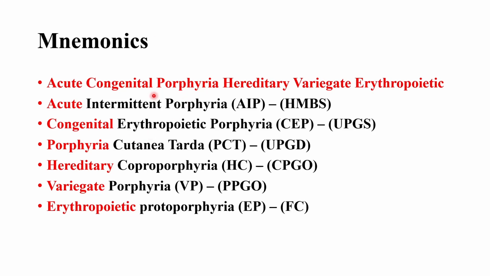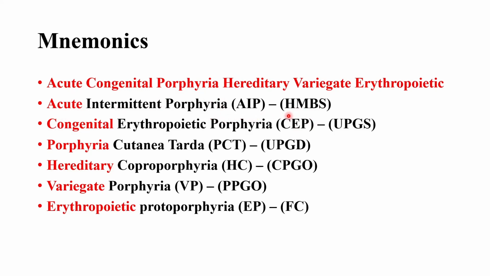Now, how will you learn all these porphyrias? There is a mnemonic for this. So, you just learn this: acute congenital porphyria, hereditary variegate erythropoietic. If you write this twice or thrice, you will easily learn these porphyrias: acute congenital porphyria, hereditary variegate erythropoietic. So, you need to learn this line. From acute, it is acute intermittent porphyria.